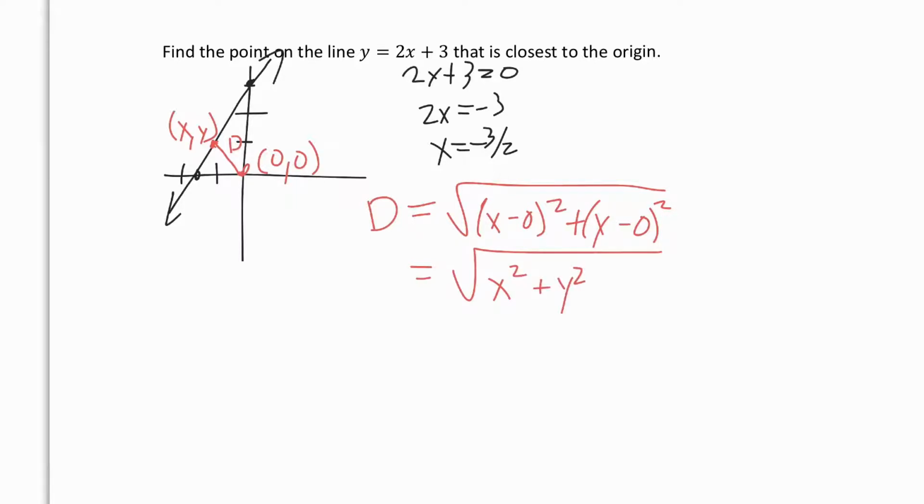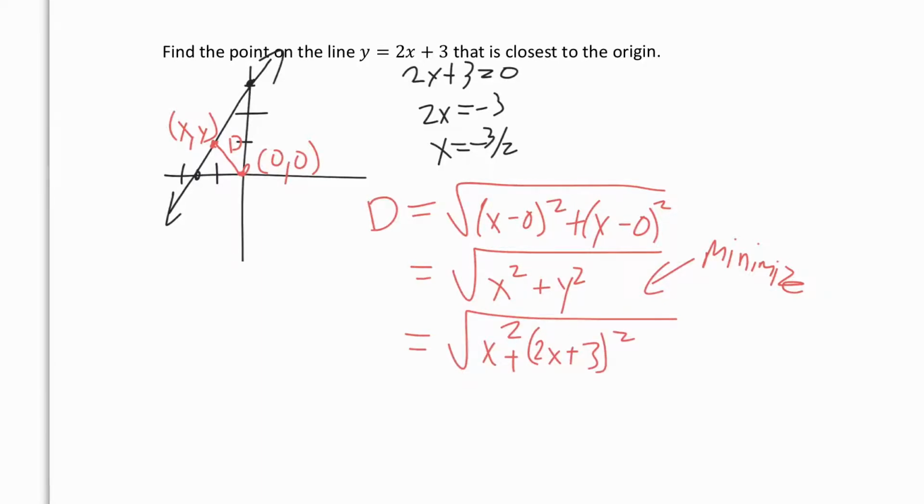Now we need to, of course, minimize, and we need to get rid of that y. So we're going to get x squared plus (2x plus 3) squared. Because this point x, y isn't just a random point, it's x comma y, where y is equal to 2x plus 3. It's always on that line, so we can sub it in there. So if we keep working on this, we have x squared plus 4x squared plus, if we expand that out, 12x plus 9.